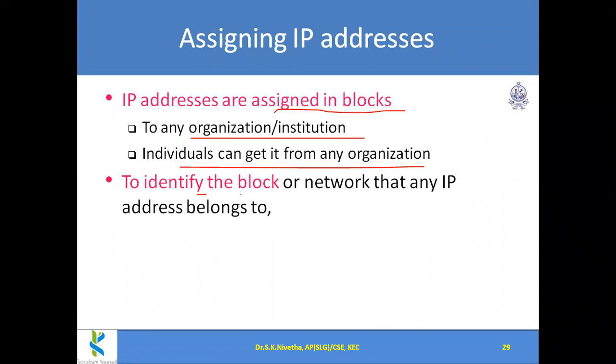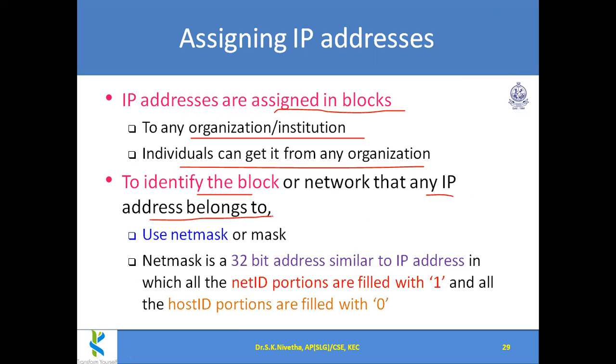To identify the block that any IP address belongs to, we use a netmask, or mask. So what is this netmask? This mask is again a 32-bit address similar to an IP address, but in which all net ID portions are filled with 1 and all host ID portions are filled with 0.